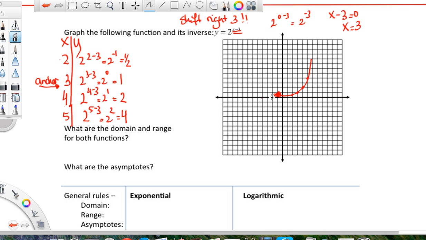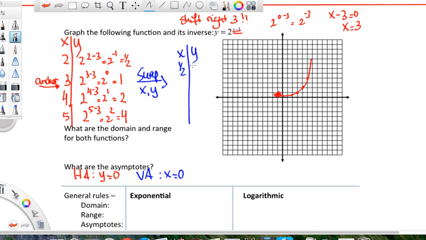So we do still have the horizontal asymptote. Okay, so the horizontal asymptote is still at y equals 0. Well, that means that this one has a vertical asymptote at x equals 0. So what kind of a shift? If that's a shift right 3, okay, what kind of shift does the log have? Well, we'll find out. So we're going to swap x's and y's again.